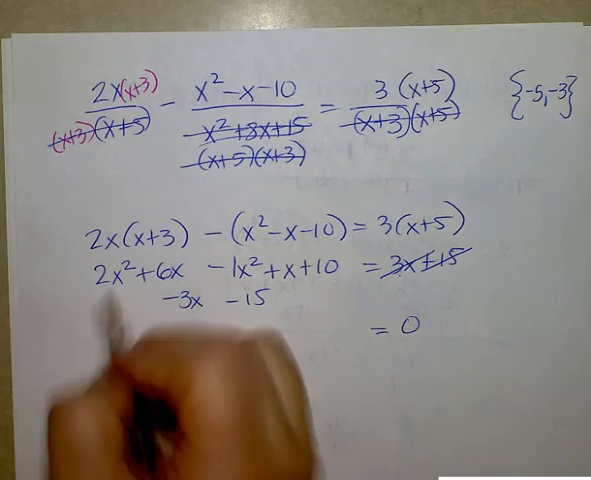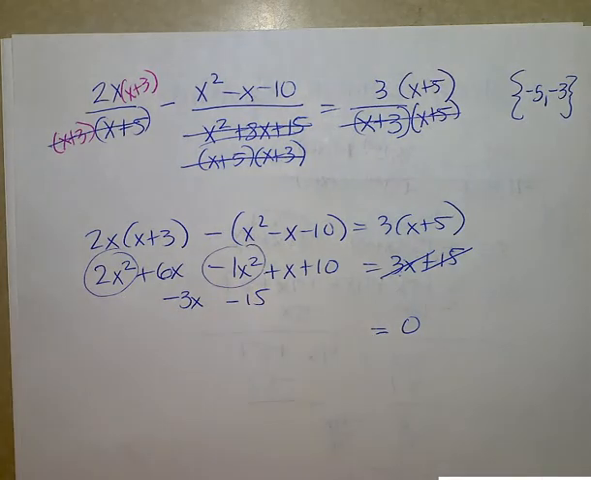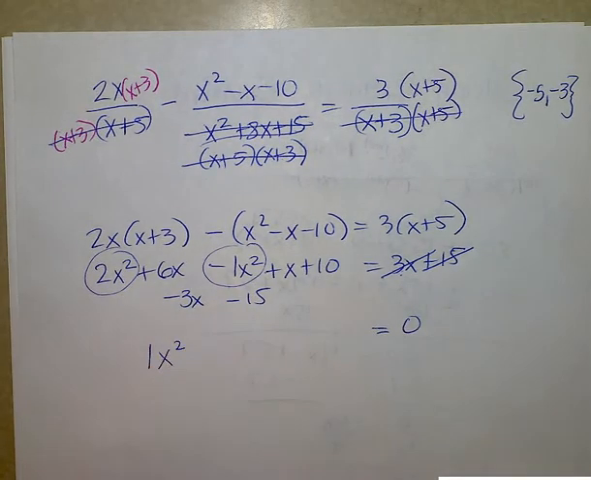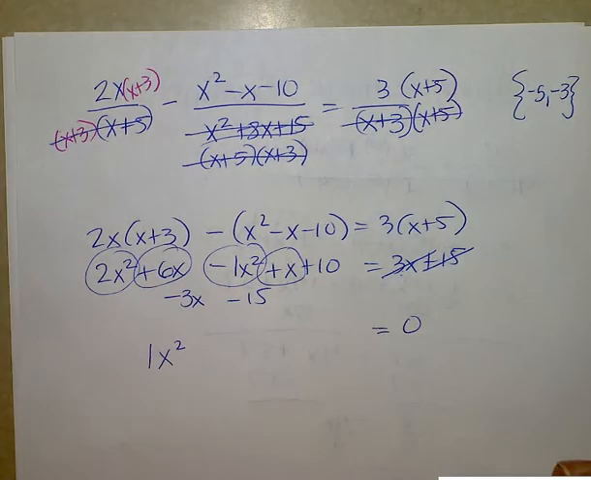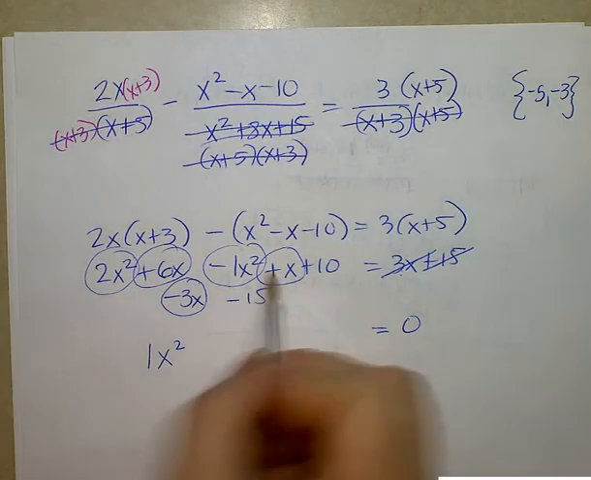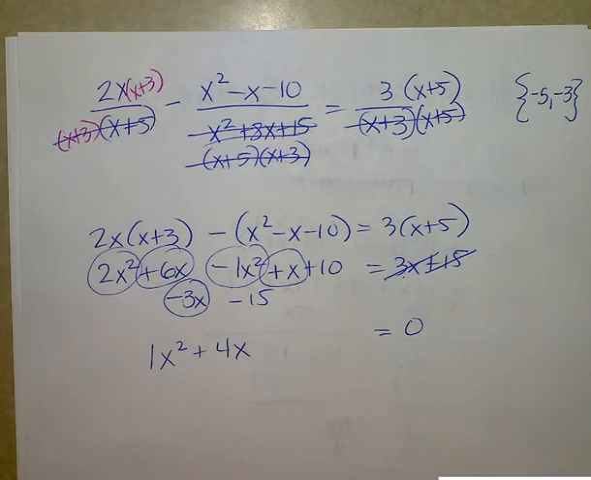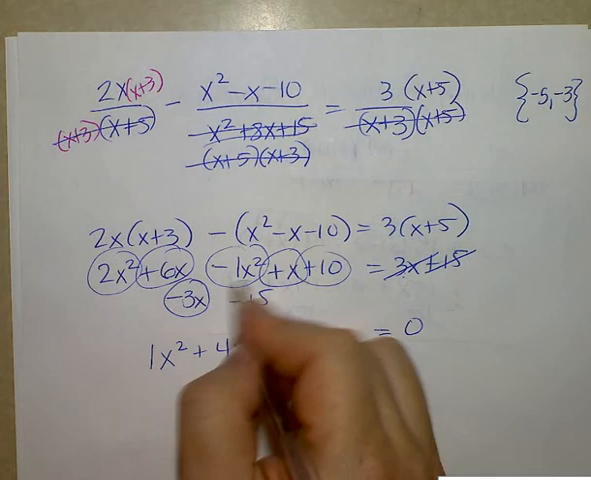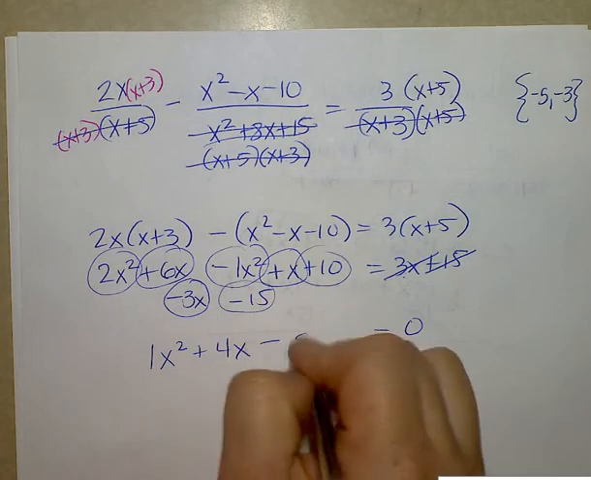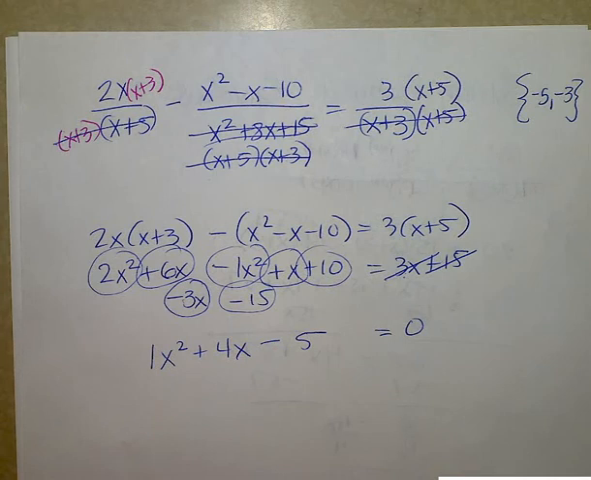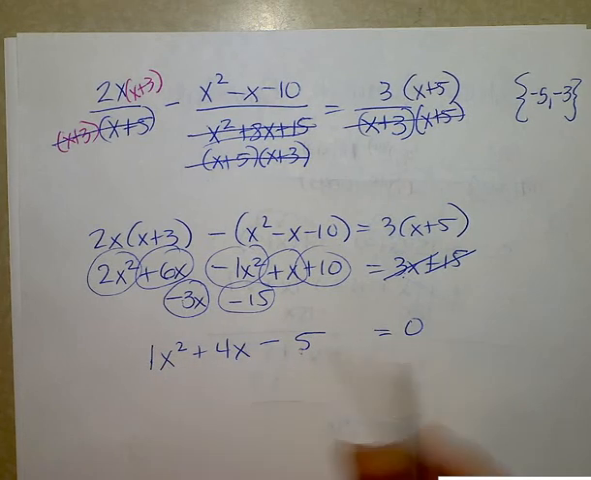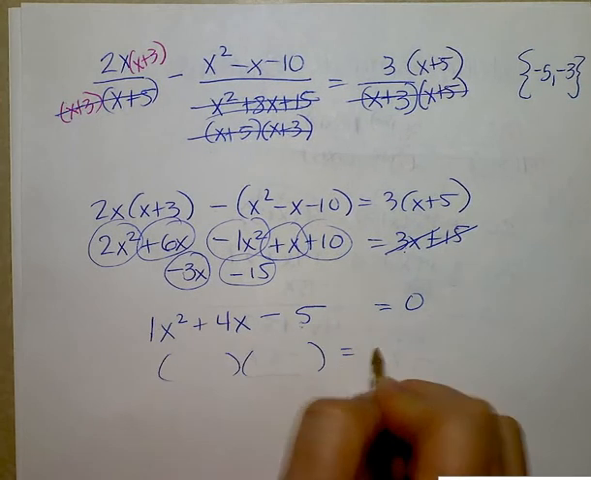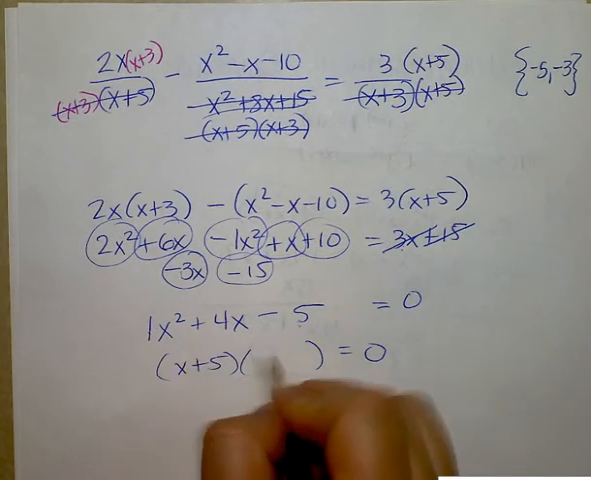Okay, combining 2x squared minus 1x squared is 1x squared. 6x and 1x is 7x. But then I have to remember to subtract the 3x. So 7x minus 3x is 4x. And 10 and negative 15 is a negative 5. What factors multiply to get negative 5 but combine to give you a positive 4? x plus 5, x minus 1.